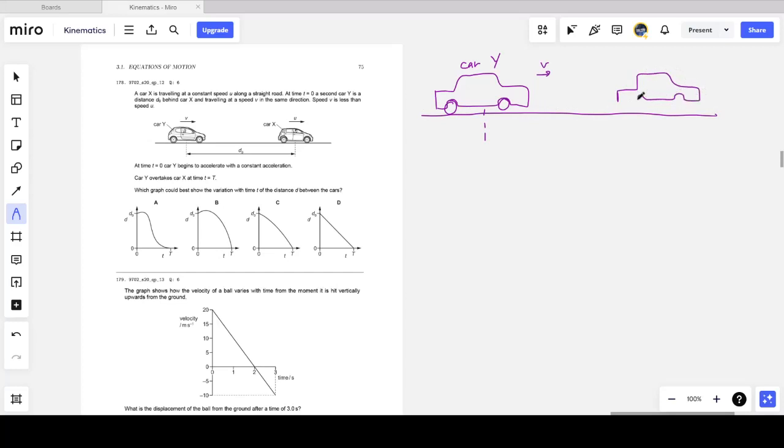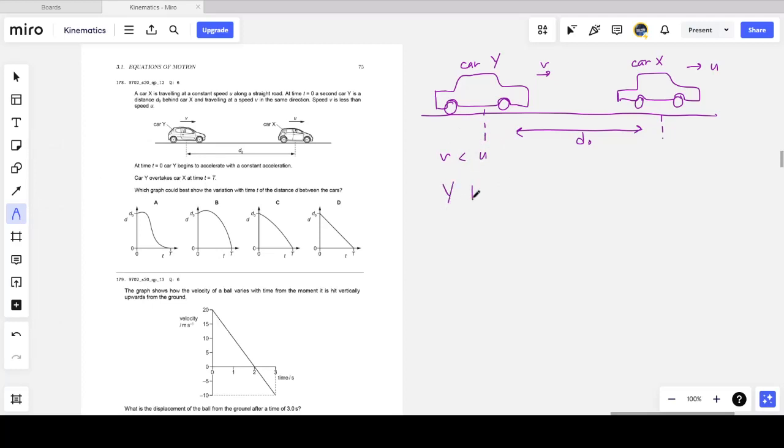And again, this is a very poorly drawn car. This is car X. It's moving to the right with speed u, and the separation between the cars is d0, as you can see in the diagram, and v is less than u. So initially, car Y is falling further and further behind car X.